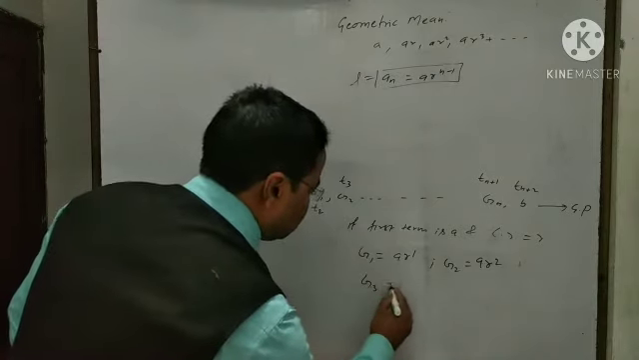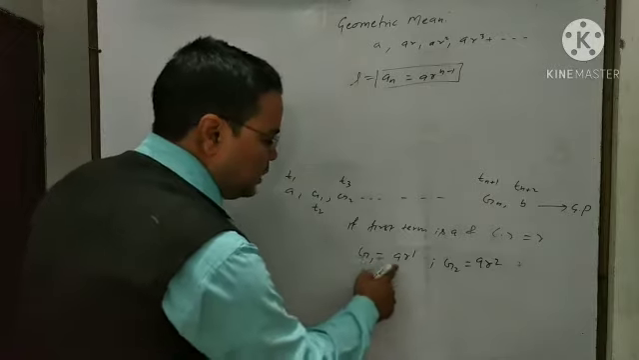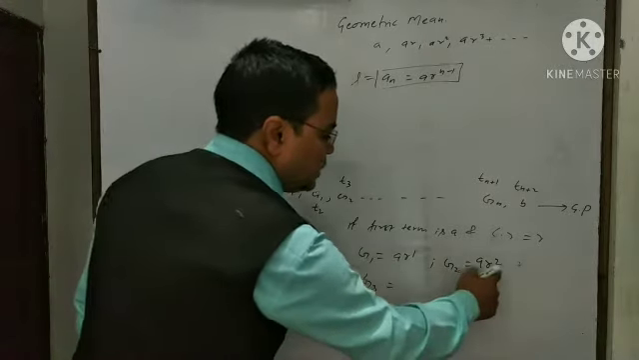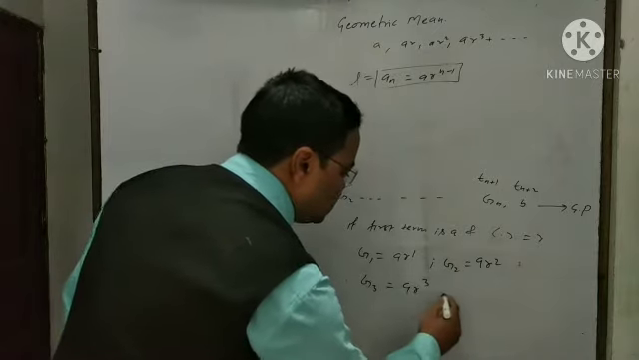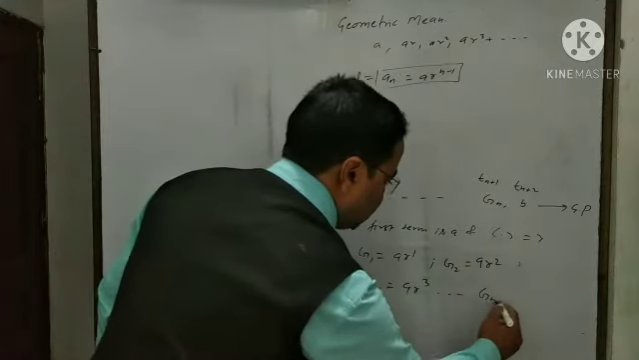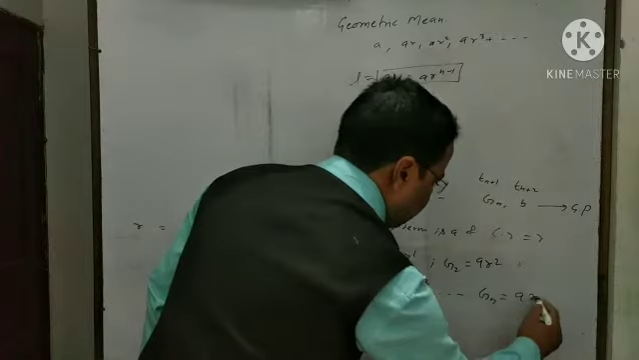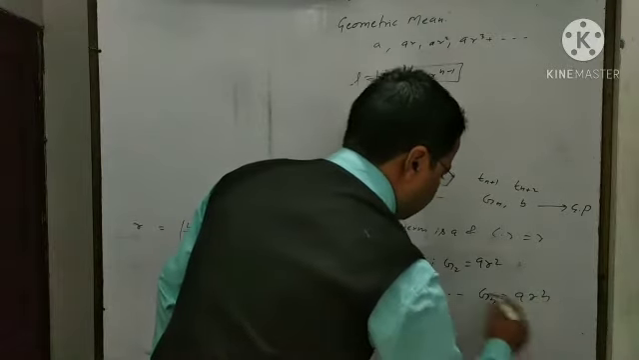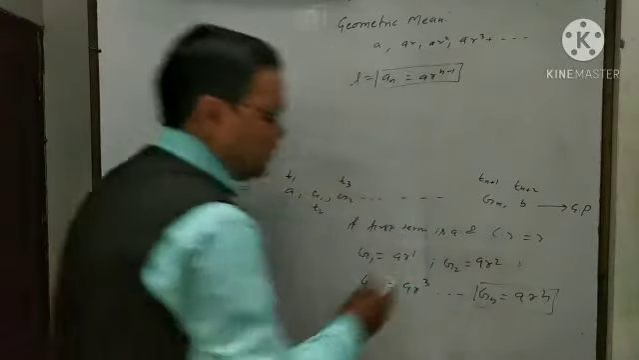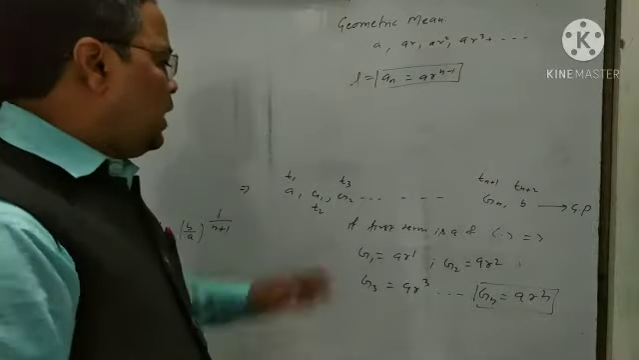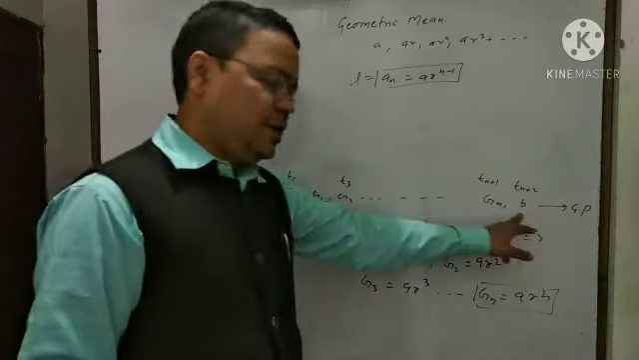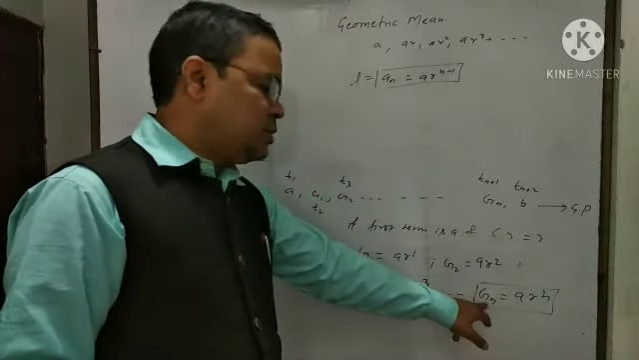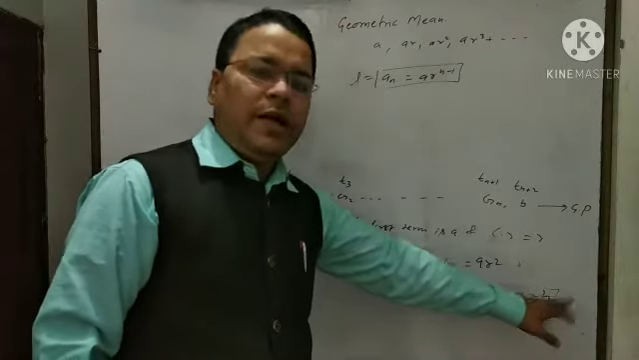Similarly g3 is what? If here g1 is a r to the power 1, then g2 is a r raised to the power 2, then g3 is a r to the power 3. Similarly, we can find here gn is equal to a r to the power n. In this way, if we have n geometric means in between two terms a and b, then the nth geometric mean will be a r to the power n.